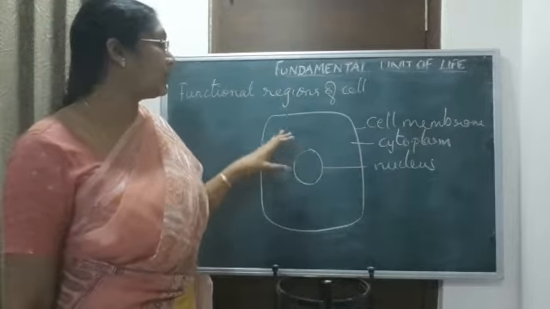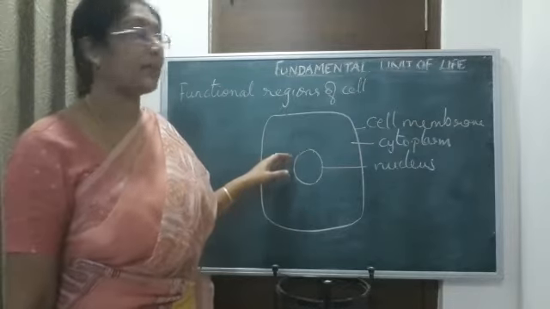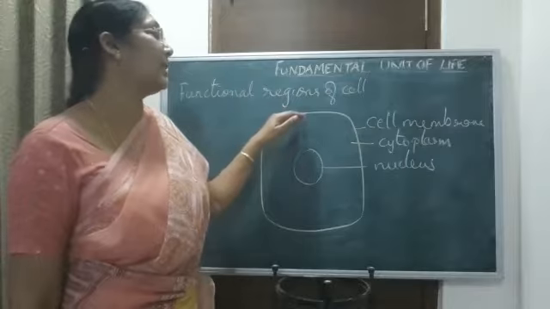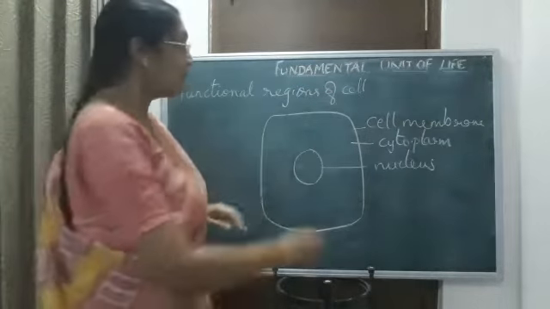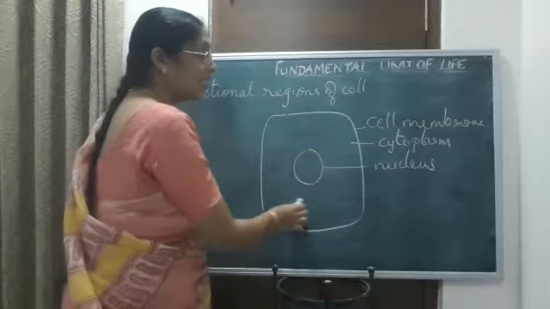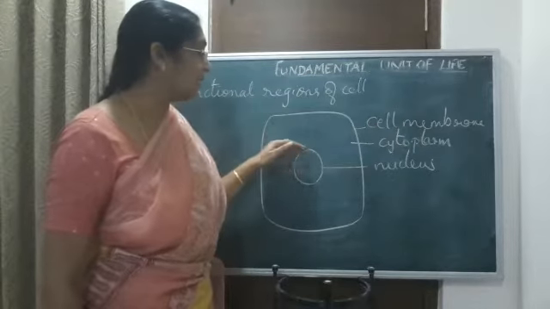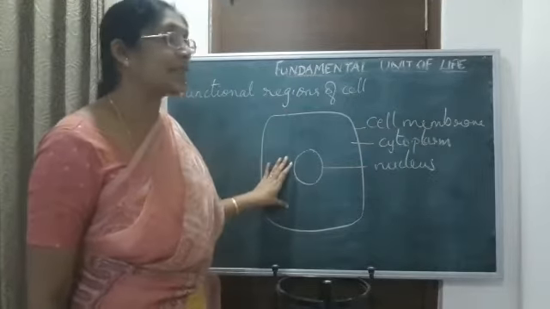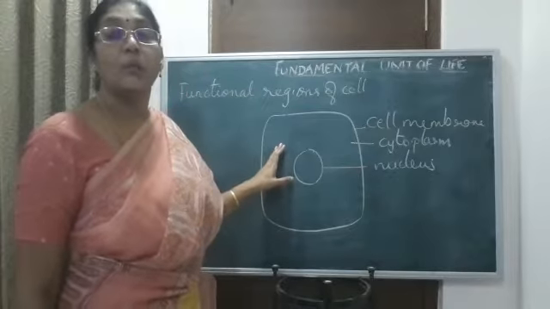And at the center of the cell, it has a nucleus, which is the control center of the cell. And the protoplasm that is enclosed by the cell membrane is the cytoplasm. This cytoplasm is a jelly-like substance present in between the cell membrane and the nuclear membrane. In between this, the jelly-like substance which is present is called cytoplasm.